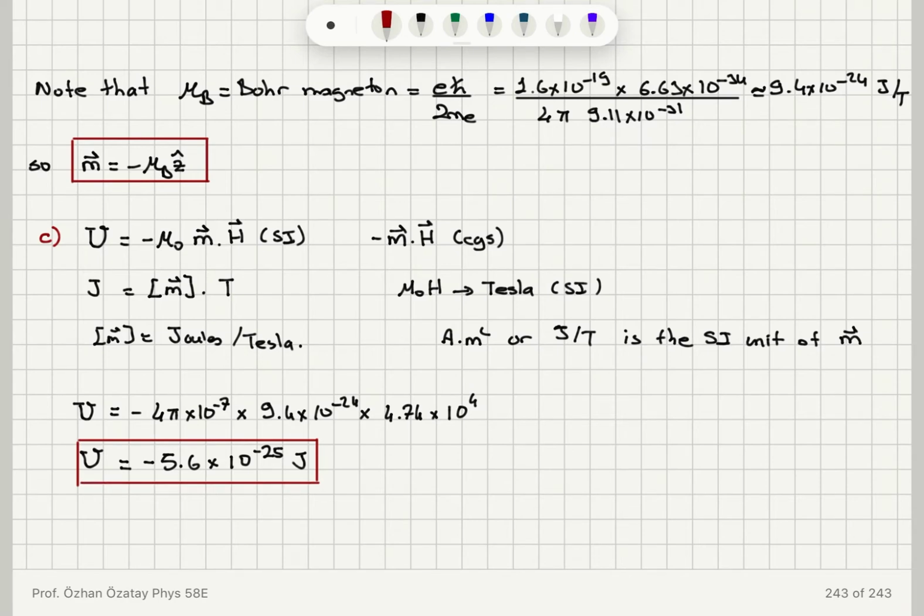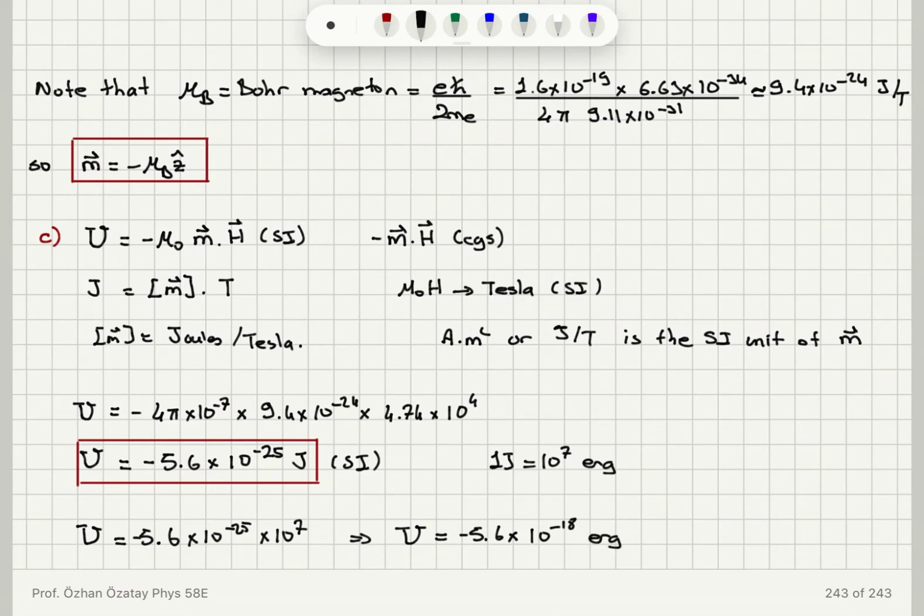And if I convert this to CGS units, since 1 joule is 10 to 7 ergs, we can write this as magnetic dipolar energy is minus 5.6 times 10 to minus 25 times 10 to 7, which will give me minus 5.6 times 10 to minus 18 ergs as the magnetic dipolar energy in CGS units. So this is CGS.